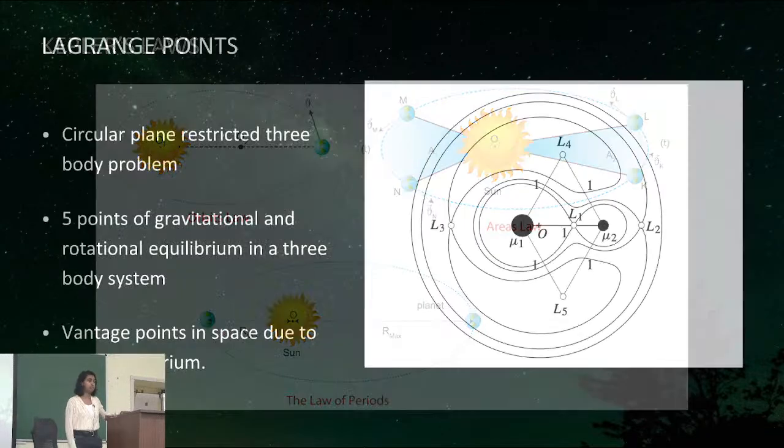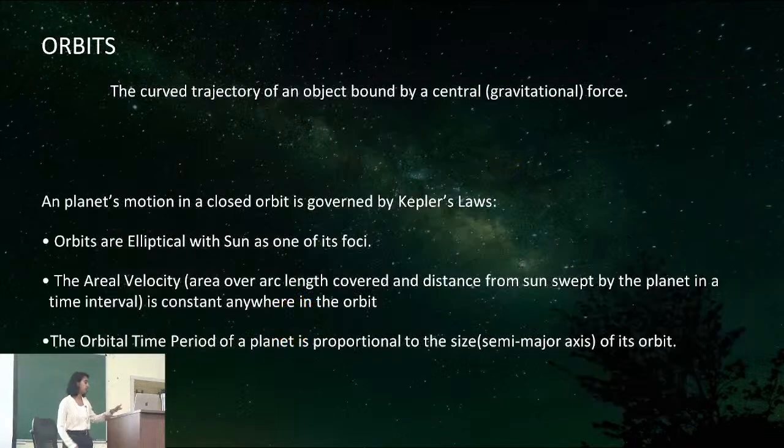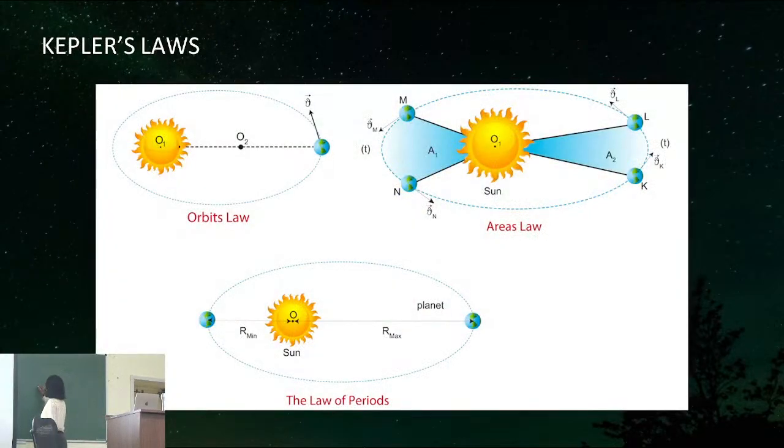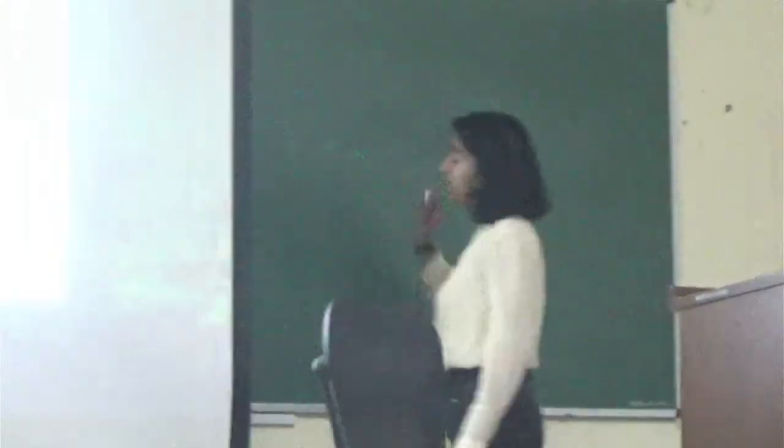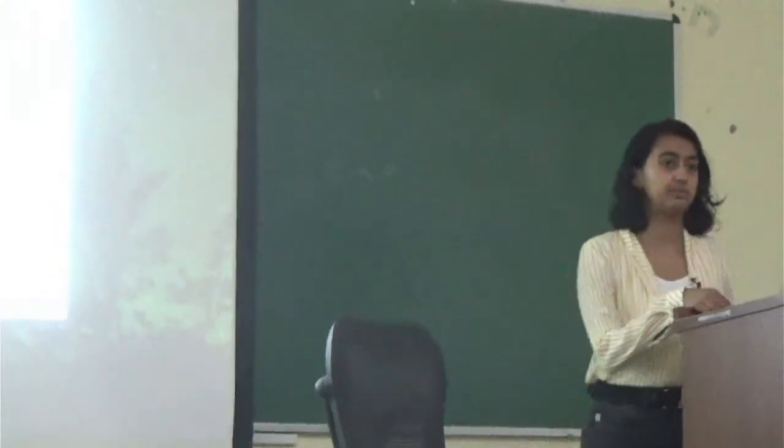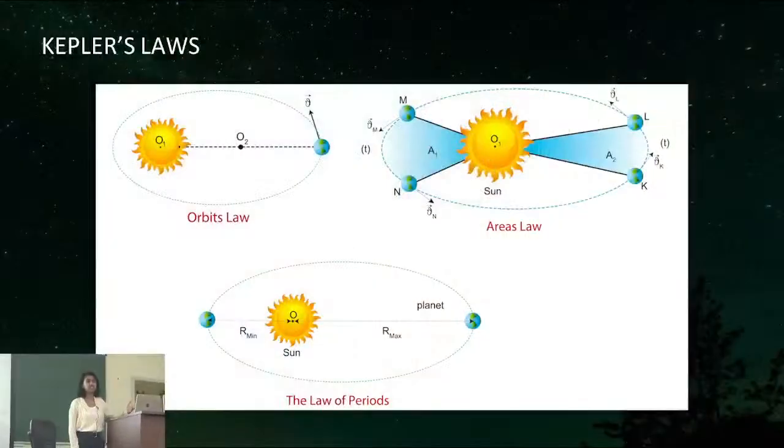And the orbital time period is proportional to its size. Or, to be more specific, T squared is proportional to a cubed, where a is the semi-major axis. These are Kepler's three laws, and this is where we start. When we talk about orbits, we start from here.